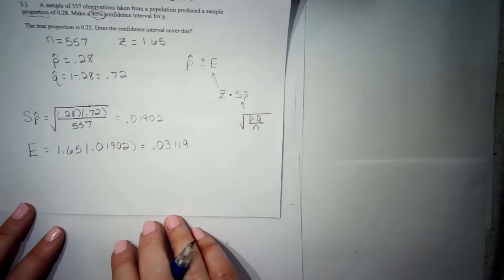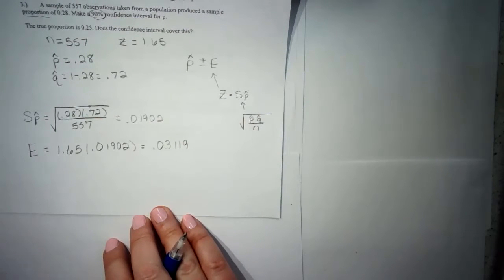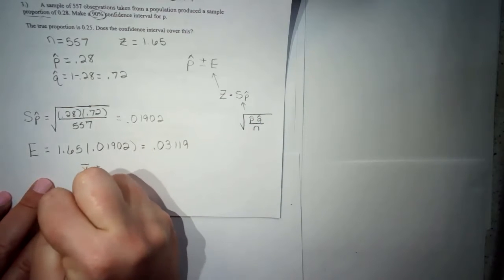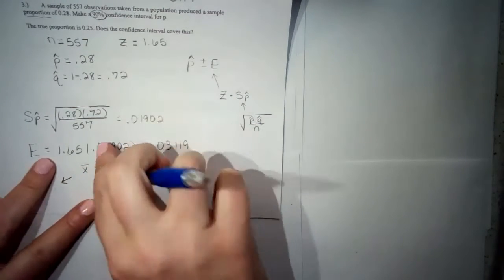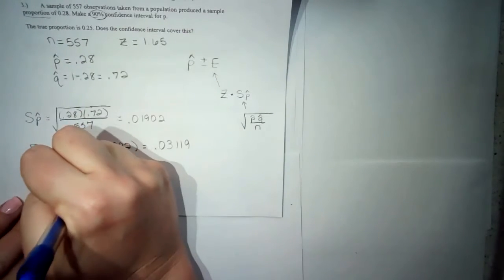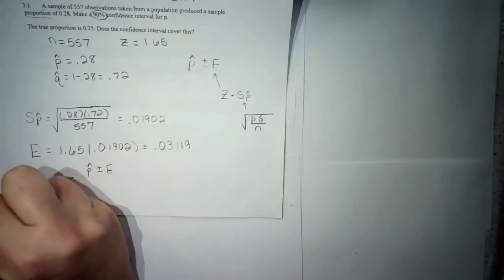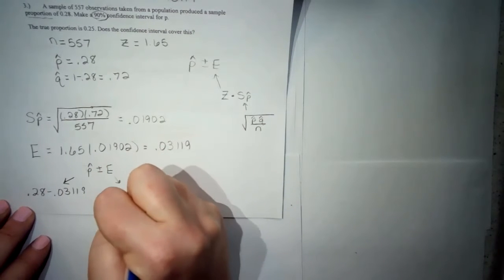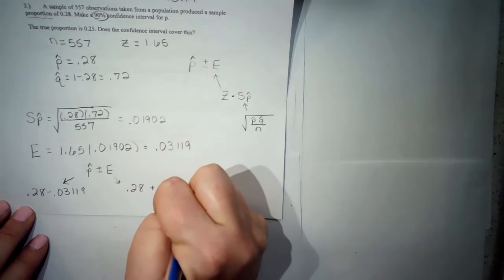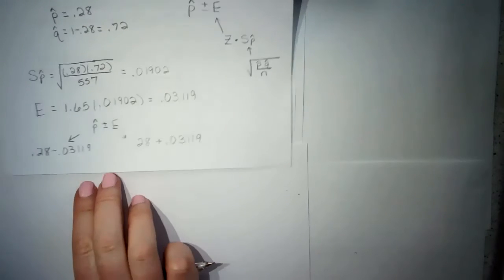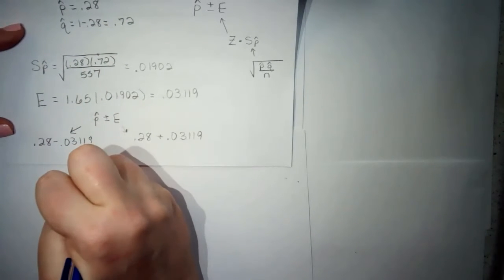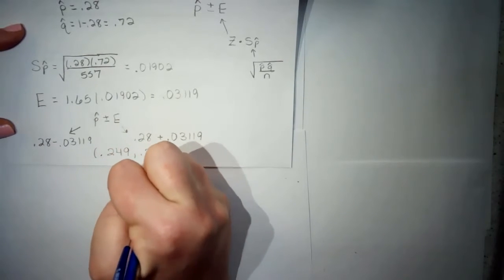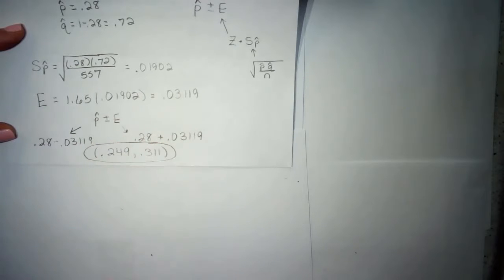Then once you find your margin of error, you're just going to subtract it from p hat and add it to p hat. Okay, so now I'm going to have, not x bar, good gracious, hold on, p hat plus and minus e. Okay, so I'm going to have 0.28 minus 0.03119, and I'm going to have p hat plus 0.03119. Okay, and that's going to give me a nice little interval of 0.249 to 0.311. And there we go.